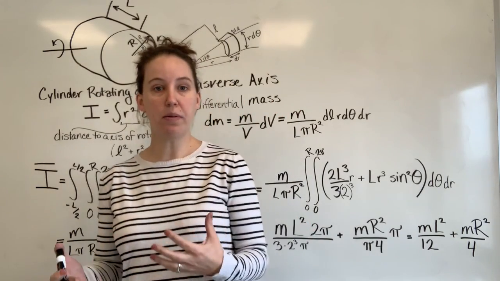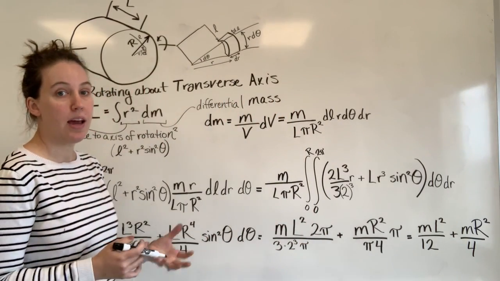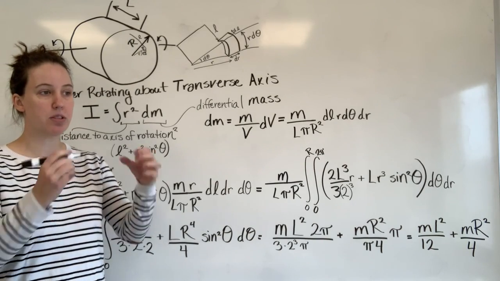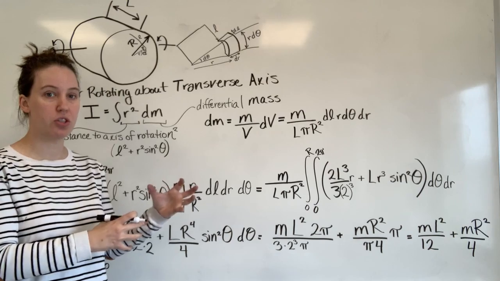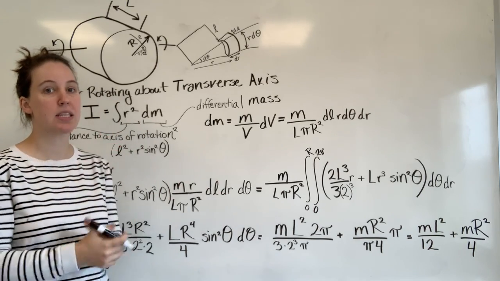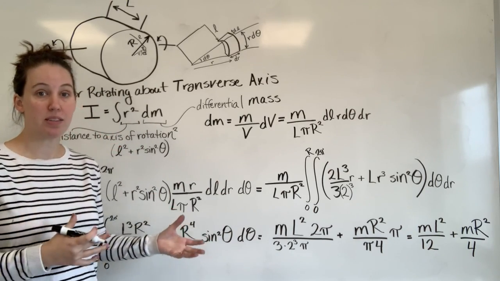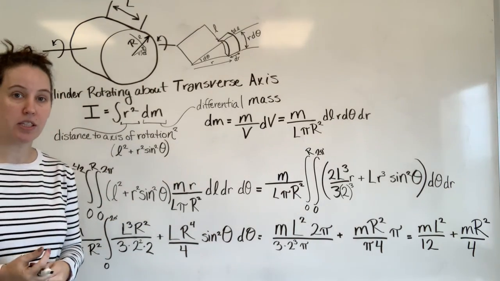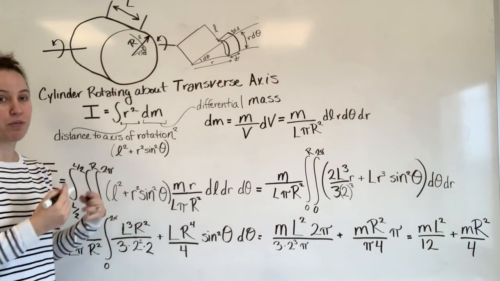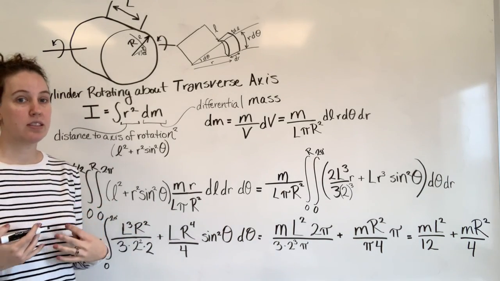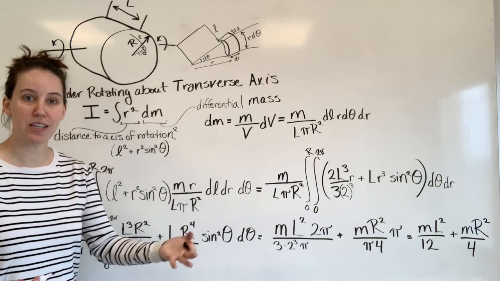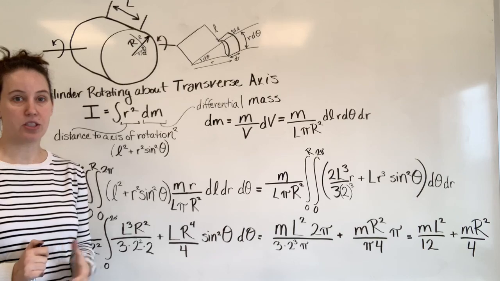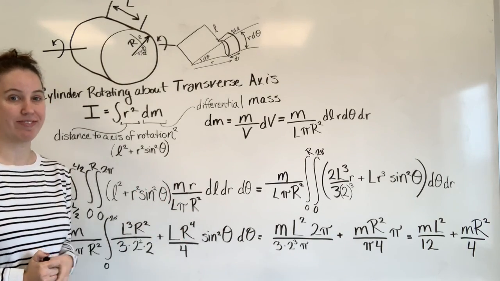Now you might look up different approaches to this problem, and there are other ones out there. Sometimes in the book they look at differential parallel axis theorem pieces, and there are lots of correct ways of finding the moment of inertia of a cylinder rotating about a transverse axis, but I wanted to go over this first principles approach so that you can use it in your homework if you need it, or if you just wanted another practice with this type of integration.